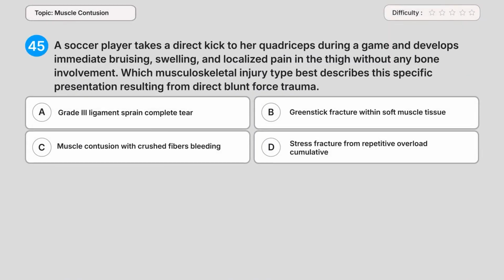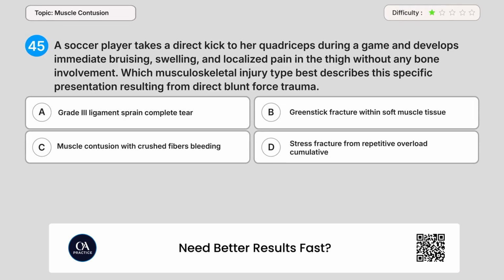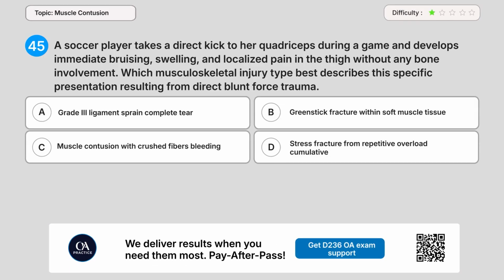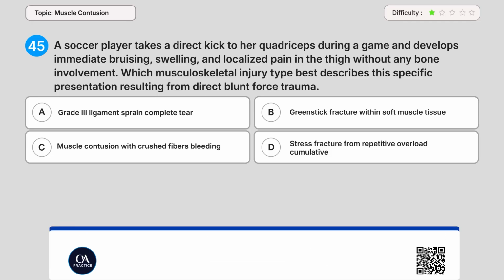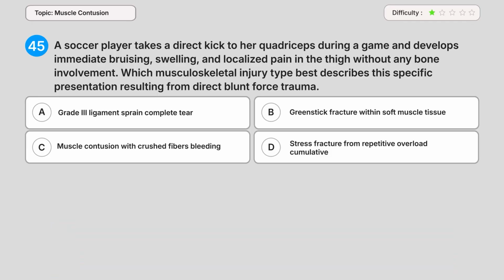Question 45. A soccer player takes a direct kick to her quadriceps during a game and develops immediate bruising, swelling, and localized pain in the thigh without any bone involvement. Which musculoskeletal injury type best describes this specific presentation resulting from direct blunt force trauma?